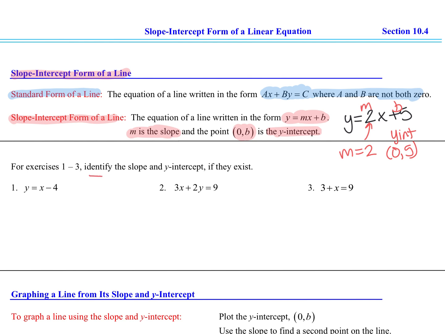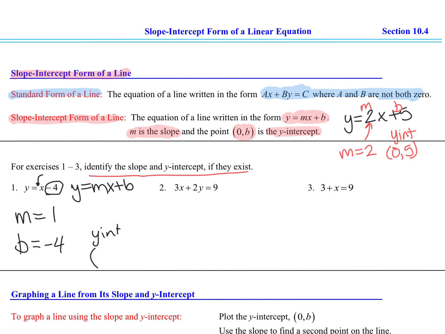All right? Okay, so for number 1, it says, identify the slope and y-intercept if they exist. y equals x minus 4. We can directly use y equals mx plus b. The number in front of x is a 1 because there's nothing there, so my slope is positive 1. My y-intercept is this part of the equation, which is negative 4, so b is negative 4. But the y-intercept, a lot of times we write as an ordered pair, so (0, negative 4) for that one.